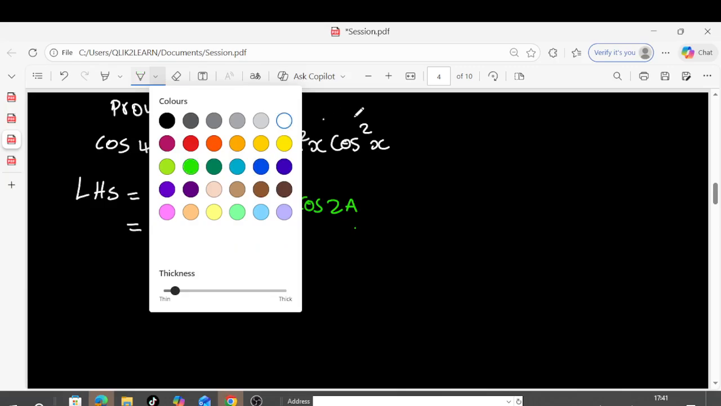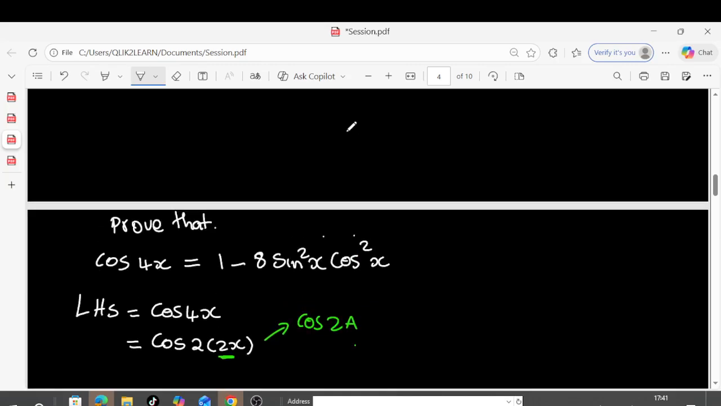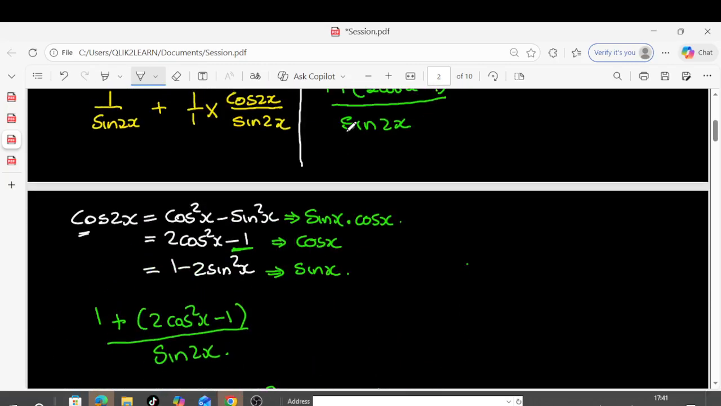Okay, so now if I have this as cos 2a, what's next? Listen, I need to choose one identity between these three identities that we have here. We need to choose one identity that we can use. So how do we choose the identity? It's very important how we choose the identity.